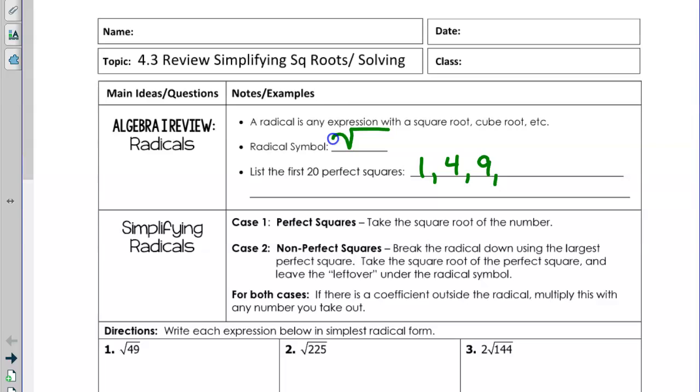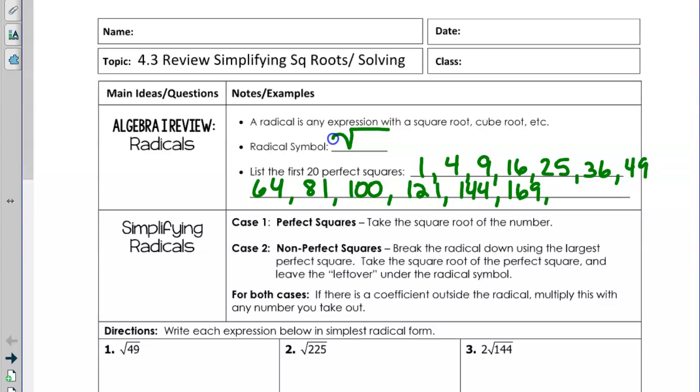4 squared? 5 squared? 6 squared? 7 squared? 8 squared? 9 squared? 10 squared? 11 squared? 12 squared? 13 squared? 169. This is where it starts to get a little bit fuzzy.